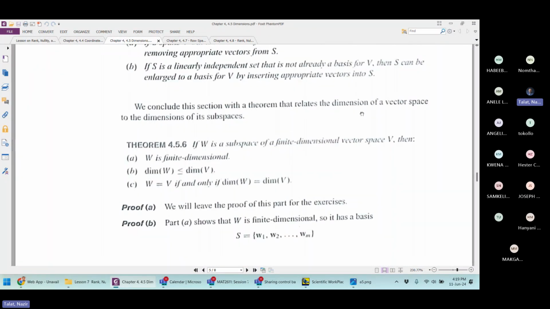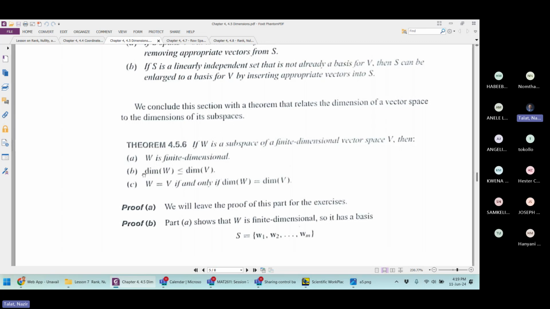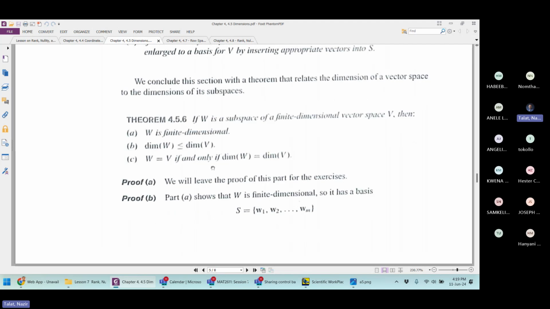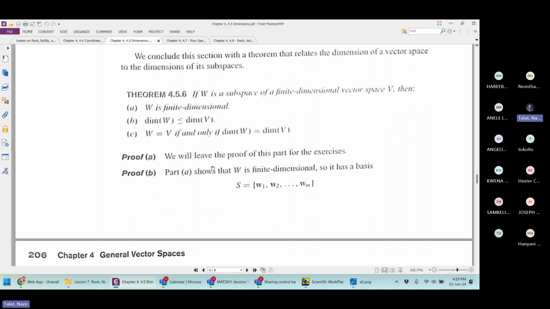And I think we already described such things in the previous lessons: if V is a vector space and W is a subspace, then the dimension of the subspace is always less than or equal to the dimension of the vector space which contains it. And if both are equal, then dimension of V equals dimension of W, meaning both can be generated with the same number of vectors in the basis set.